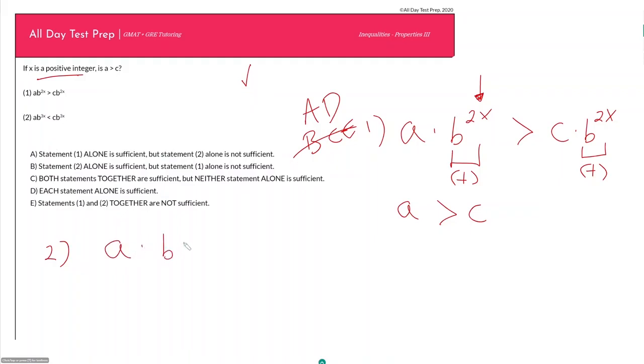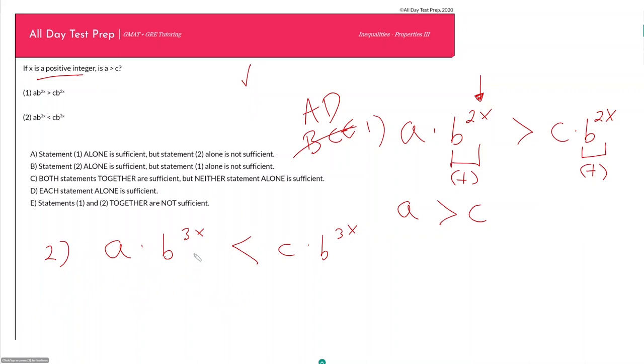This now says a times b to the 3x is less than c times b to the 3x. So same thing, we want to divide by b to the 3x. Now, if we were to do that, you should know, even if you didn't know anything about your inequality rules or your exponent rules, we would get a is less than c. And that would be contradicting your first statement, which told us a is greater than c. So in data sufficiency, that should never be the case. Your statements should never be contradicting each other. So if that would happen, you should know something is wrong.